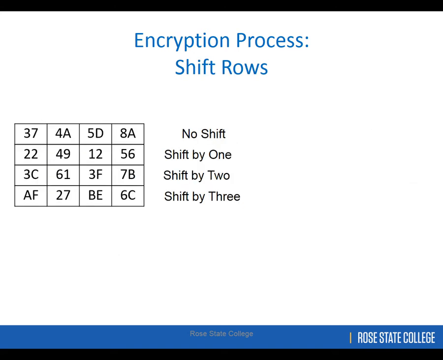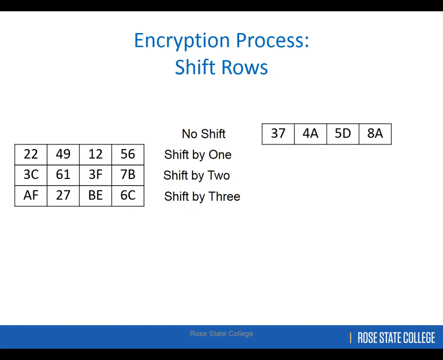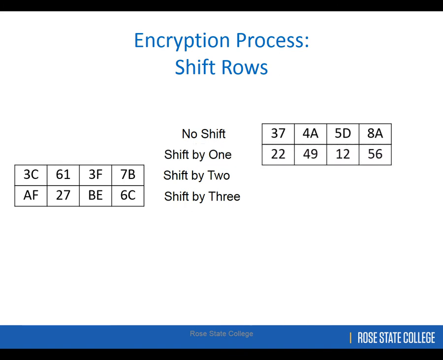Okay, now we're going to do shift rows. Take the first row, no shift. Second row, watch what happens. The 22 went over to the right, so basically it rotated that way. Okay, let's go back. Watch, the 49 is going to be the leftmost number, so it's going to be 49, 12, 56, 22.